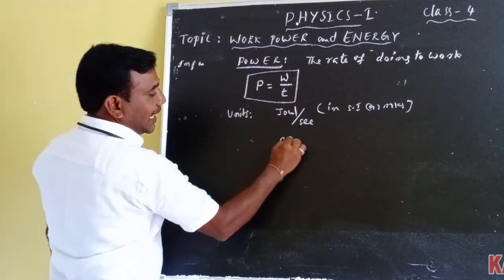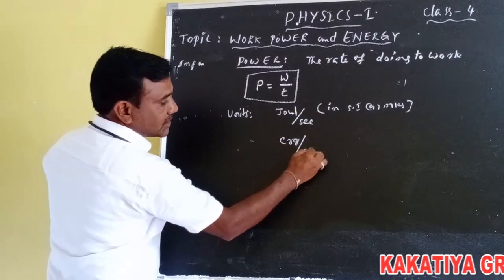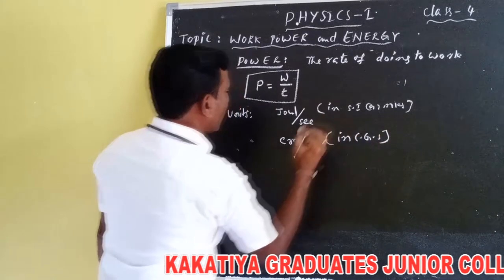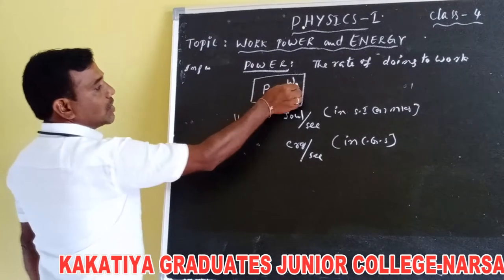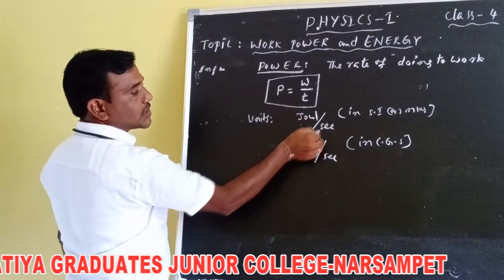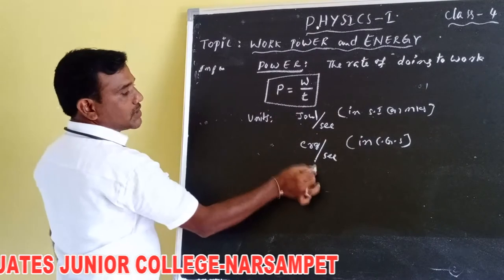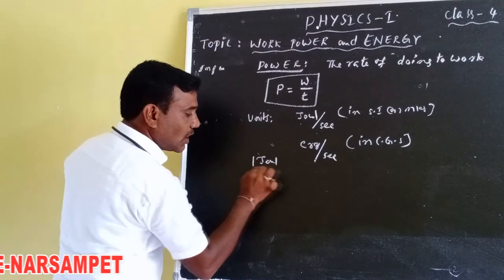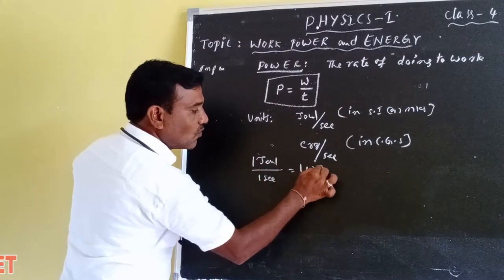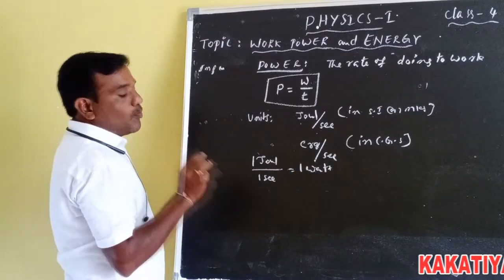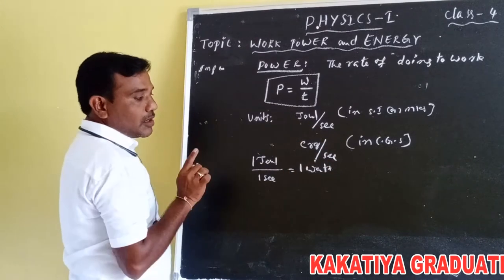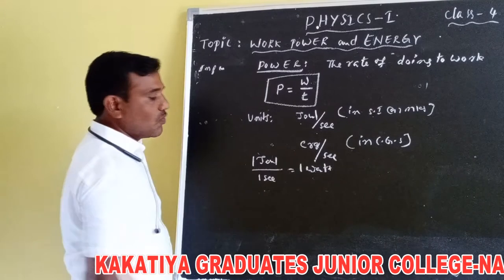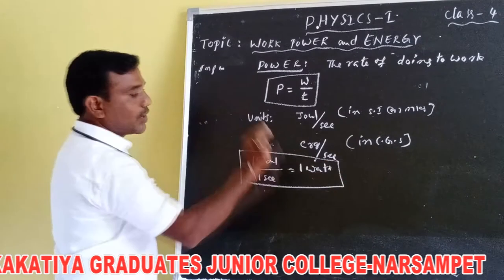Another unit is erg, and in the denominator T it is second, so erg per second in CGS. Whatever the units of power, joule for W, and time is also second, so joule per second in SI or MKS, erg per second in CGS. Now, one joule per one second is equal to 1 watt. This is important. The unit of power is joule per 1 second, equal to watt. This is the important unit in SI.